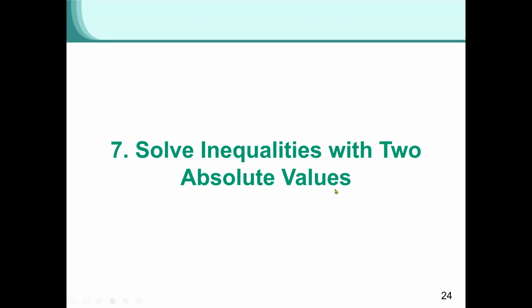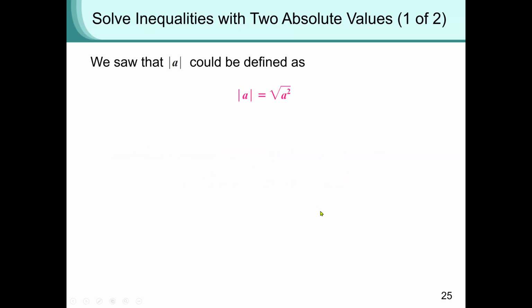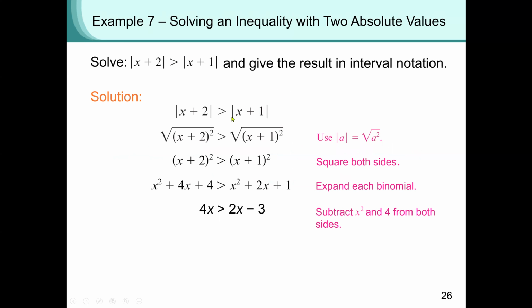So next is solving inequality with two absolute values. So we saw that the absolute value of A could be defined as absolute A equal to square root of A squared. Remember, square root will cancel square, so that will give us back to this. So now we have a question with two absolute values: |x + 2| greater than |x + 1|. Our goal is to find the value of x.